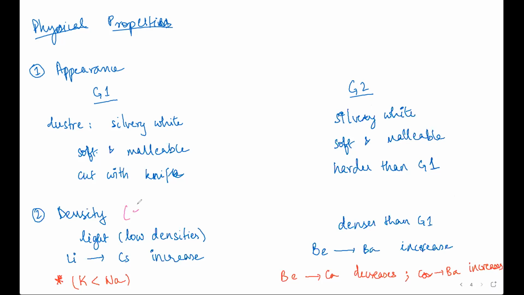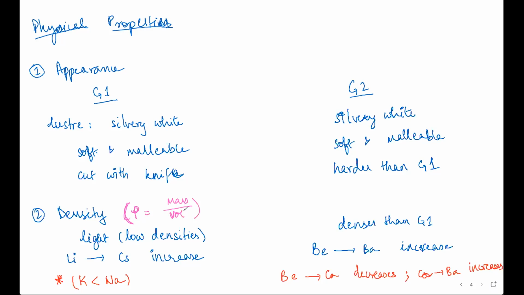What is density? Mass upon volume, right? So for density to increase, two things can happen. It depends on both mass and volume. If volume is the same but mass increases, then density increases.